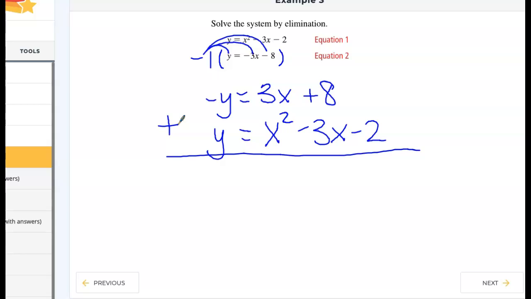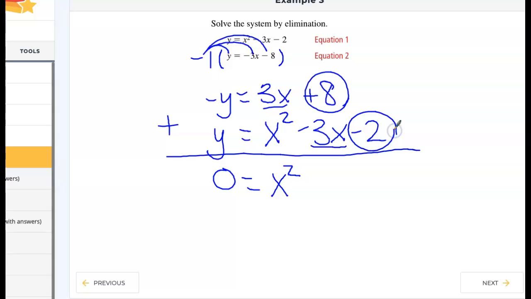If I take a negative y and I add a positive y, I would get 0. So that's always the goal with elimination, is to get rid of one of the variables. Now, is there anything that I could add x squared to? No, so it'd just be x squared. What about 3x? So 3x and negative 3x would equal 0, so I'm not going to write it. And then I also have 8 minus 2, which is 6.